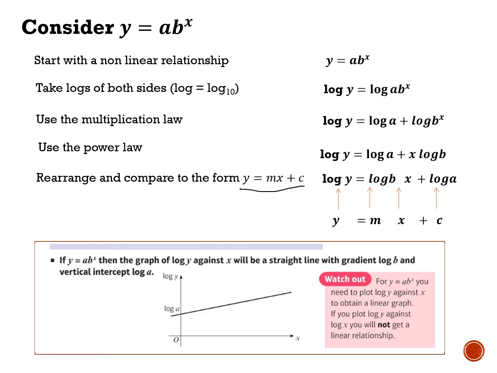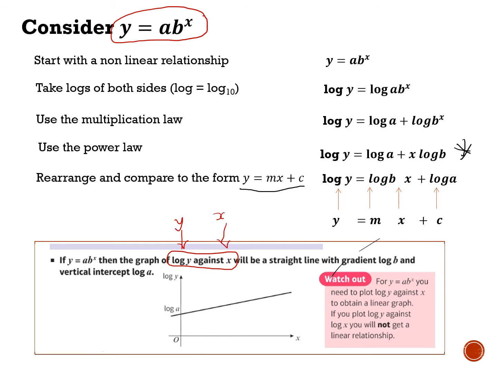There's a little watch out here, okay, because notice you don't plot log y against log x, that doesn't give you a straight line, for the reason of all of this rearranging that we've done here. Okay, so these are the bits to make sure you're sure about. You might like to highlight these. If you have something of y equals ab to the x, you plot log y against x. So that's log y on the y-axis and x on the x-axis.